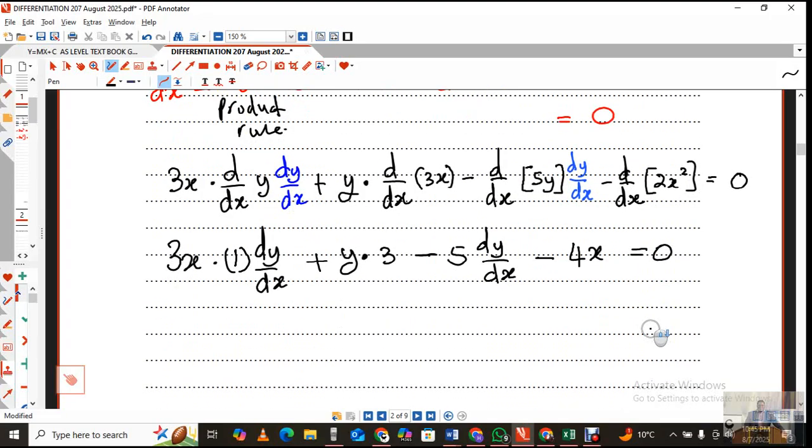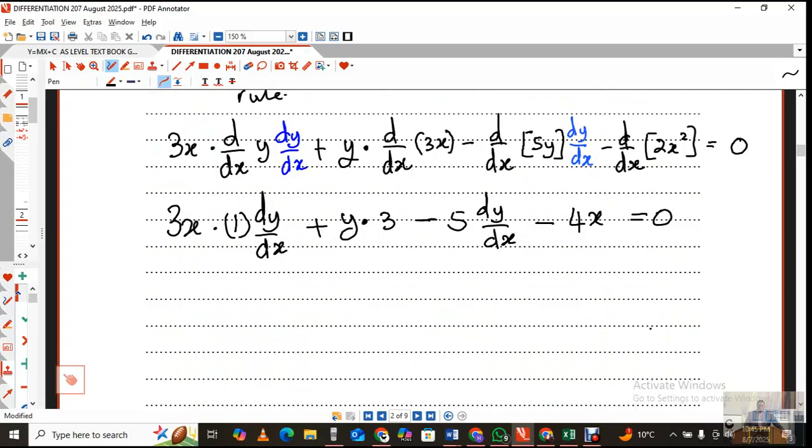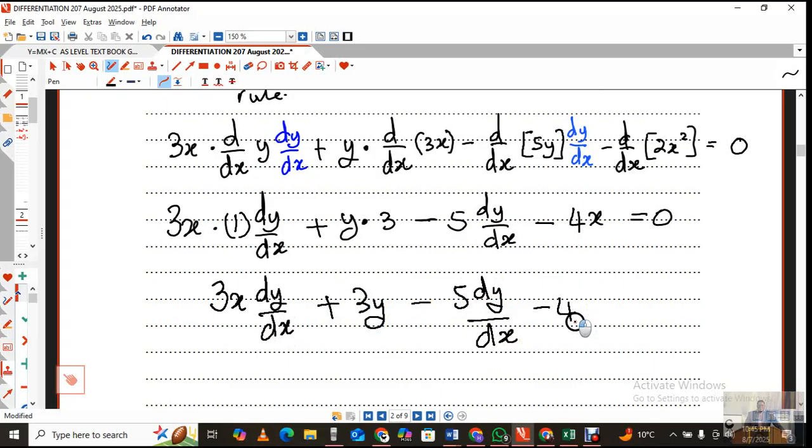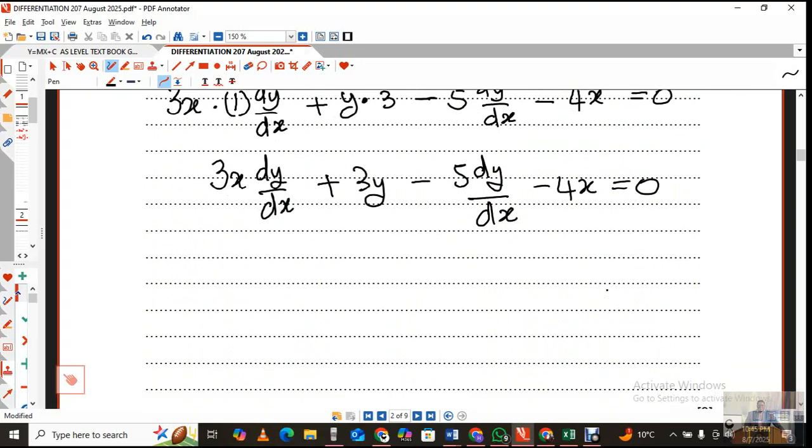So the calculus is pretty much done. It's just now to clear it up a bit. Okay, so let's just write it nicely. So I have got 3x dy/dx plus 3y minus 5 dy/dx minus 4x. So we need to make dy/dx the subject of the formula. Right, so we're going to have 3x dy/dx minus 5 dy/dx, okay, that is going to equal 4x.